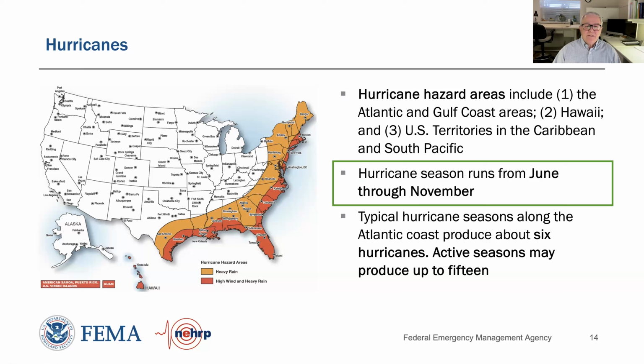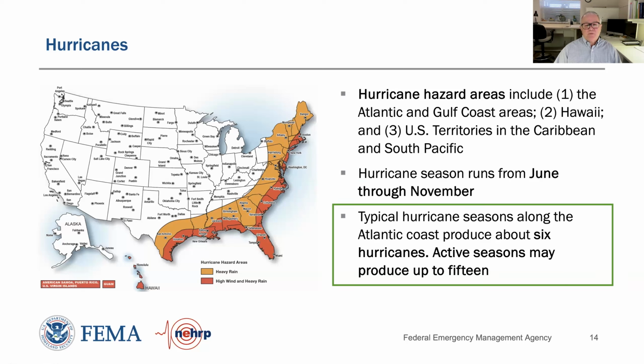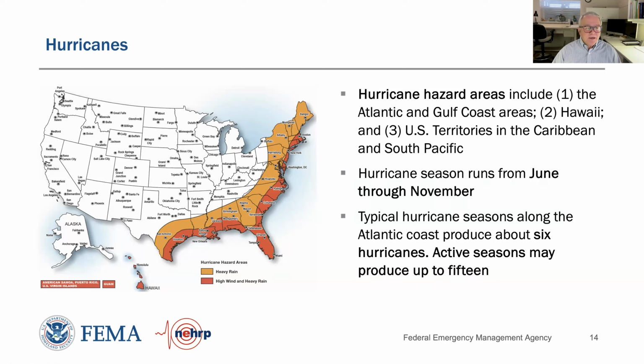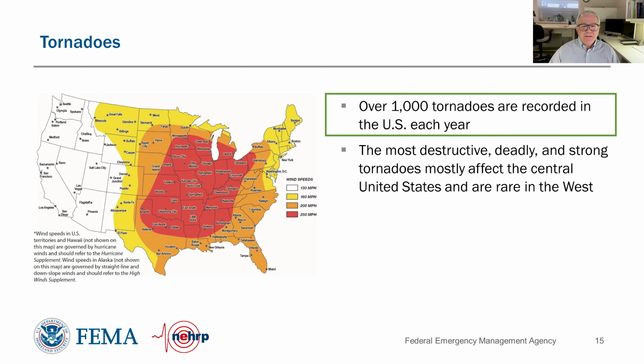Hurricane season runs from June through November, and typical hurricane seasons bring about 6 hurricanes. Active seasons may bring as many as 15. And you can see by the color coding there, the hurricanes involve both heavy rains and high winds. Tornadoes: over 1,000 tornadoes are recorded in the US each year.